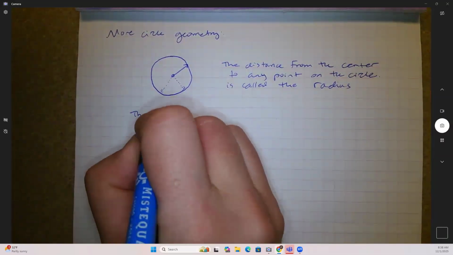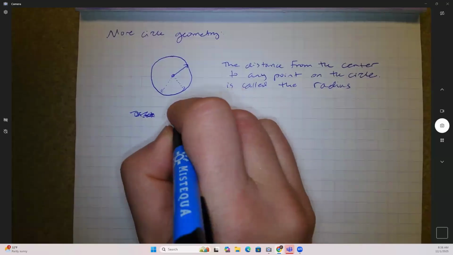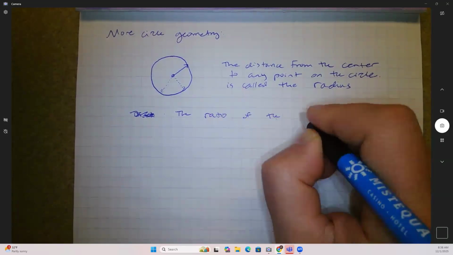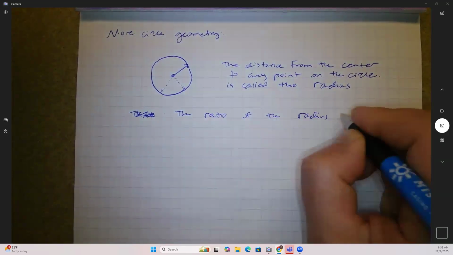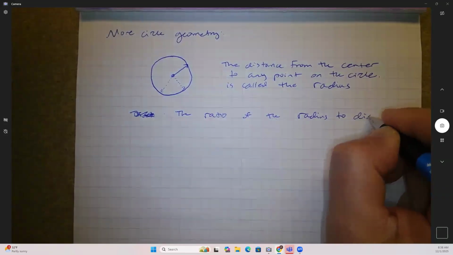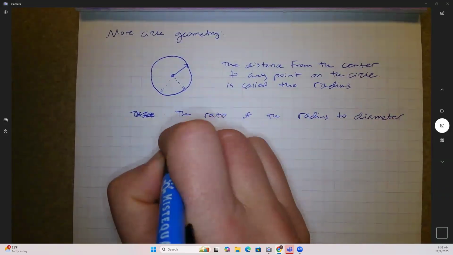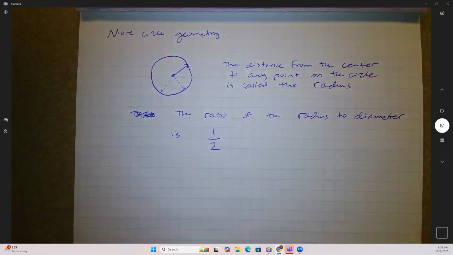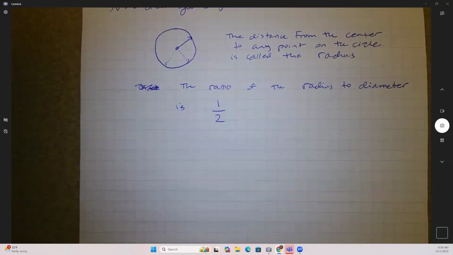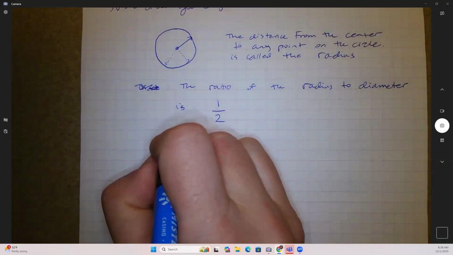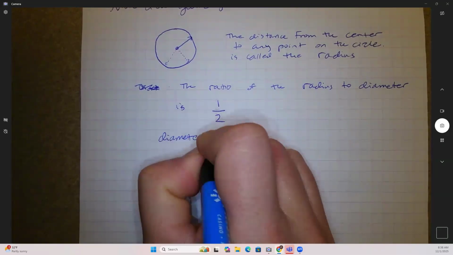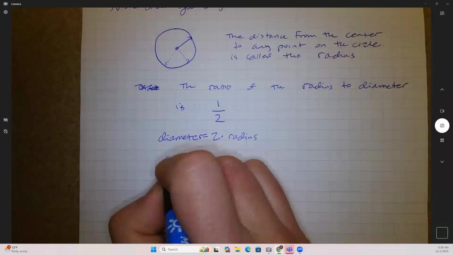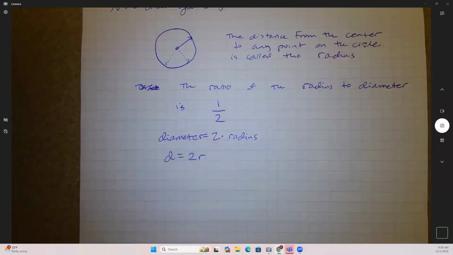And the ratio of the radius to the diameter is 1/2. But more often we say the diameter is 2 times the radius, or D equals 2R.